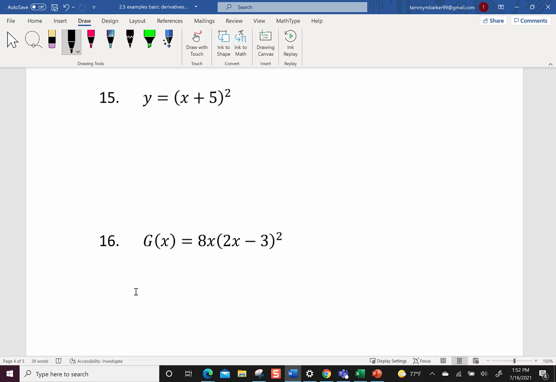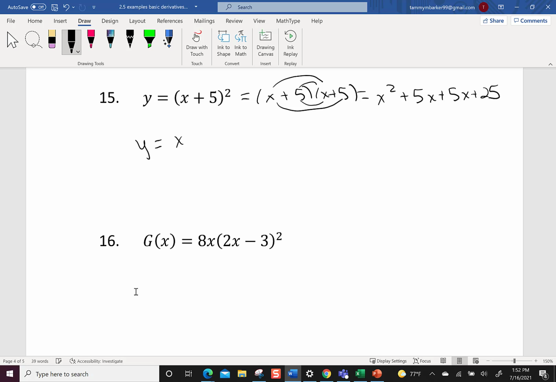15 says y equals x plus 5 squared. I have parentheses around the x plus 5. This means I really have x plus 5 times x plus 5. We've talked about before, when you square a binomial, you get a trinomial. So either you remember how to do that, or you can FOIL it out, right? You could multiply all the pieces. What you end up with is x squared plus 5x plus 5x again plus 25.